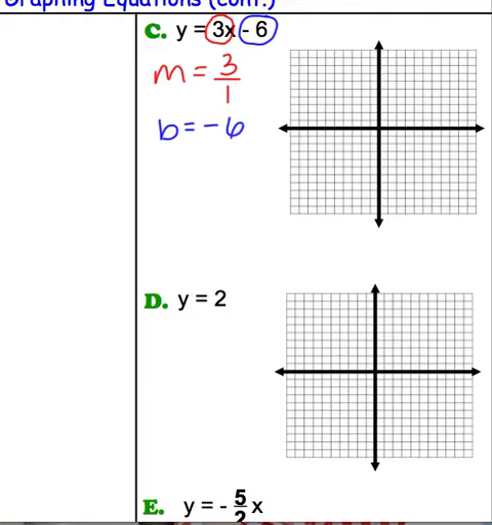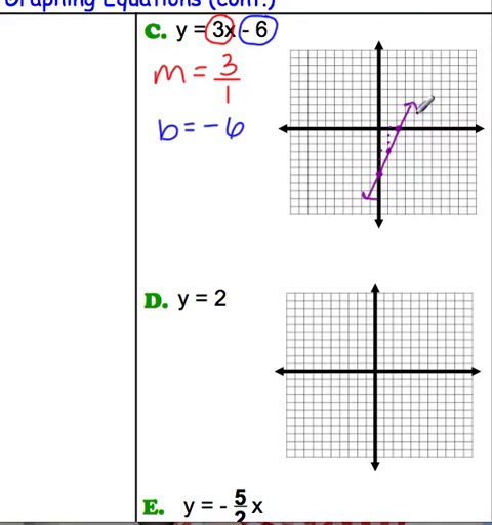When I go ahead and graph this, I know that I have to go down 6. So I count down 1, 2, 3, 4, 5, 6 and make my point. And then I know that it's positive 3 over 1, so I'm going to go up 3 over 1 and make my point here, and then I'll go up 3 over 1 and make my point here. And then finally, I'm going to go ahead and connect my dots so I can show that it is a line.